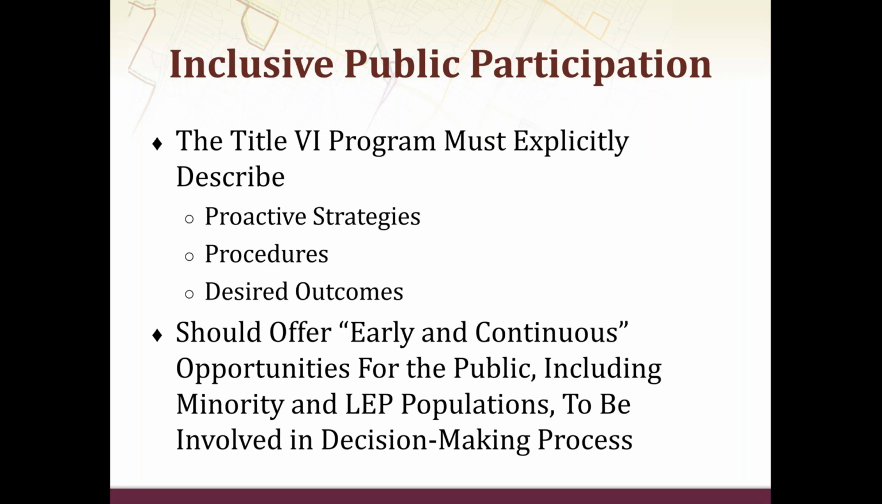So the public participation plan in the Title VI program must explicitly describe proactive strategies, procedures, and desired outcomes. So in other words, what are we trying to do here as far as getting participation from the public and getting them to weigh in on our decision-making process? What procedures are we going to use along with those strategies, and what are the outcomes that we're looking for, and how do we get them?